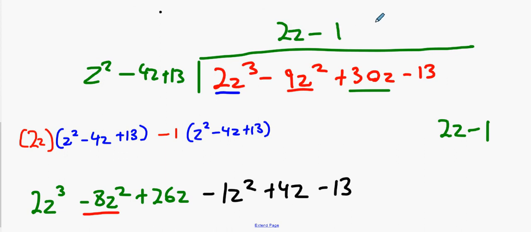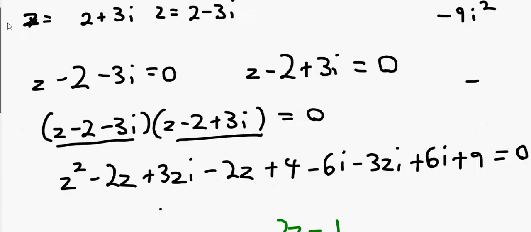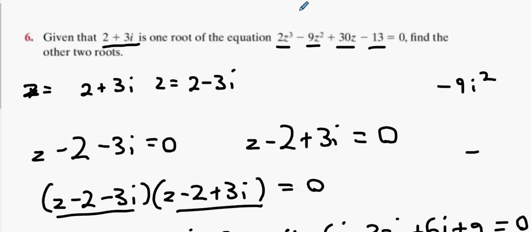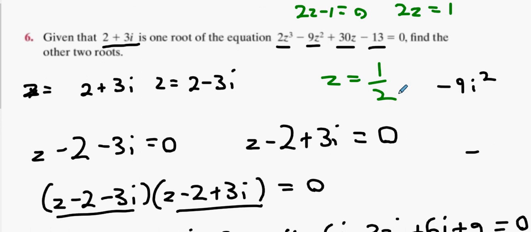Happy enough. And then what's the roots then? We already have two of the roots, don't we? And then it's 2z minus 1 equals 0, 2z equals 1, z equals a half. Is that right? Right. Let's move on.